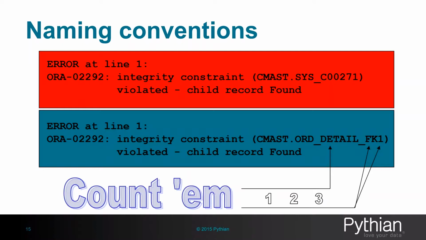I know who owns the table, which I knew before, but I also know that it's a foreign key constraint, and the fact that it says FK1 leads me to believe that there is a very good possibility that this table has multiple foreign key constraints.